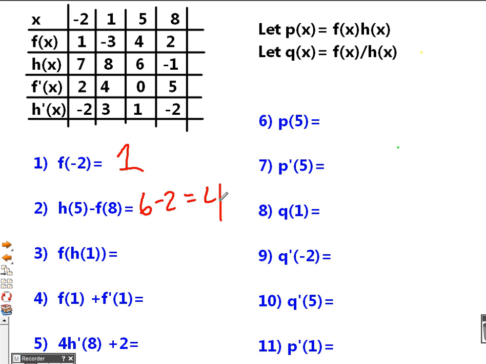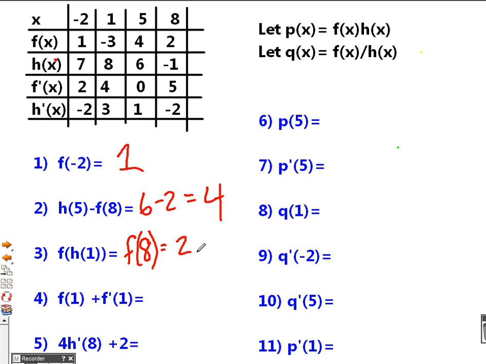Number 3, you have a composite function, an inside and an outside. So the inside tells you h of 1. Well, h of 1 here is 8. That's what the inside becomes, but we still need to evaluate it at the outside function of f. Well, f of 8 is 2, just by reading off the chart.